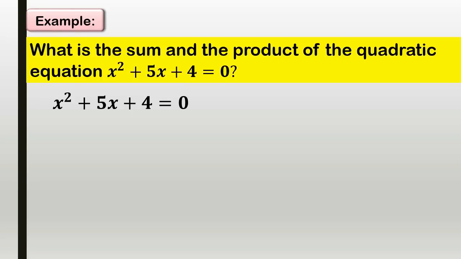Okay, so let's find out the factor for x squared. So that is x times x. And identify the factor for the last term. Our last term is 4.